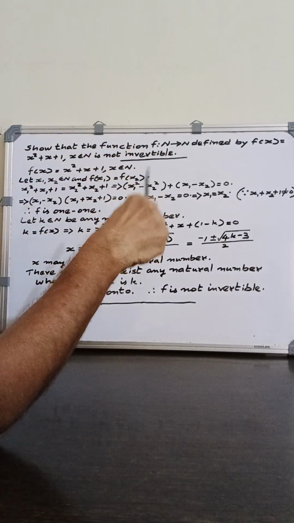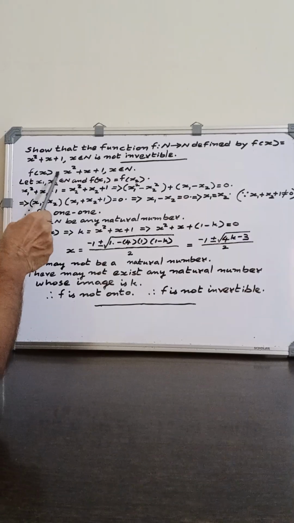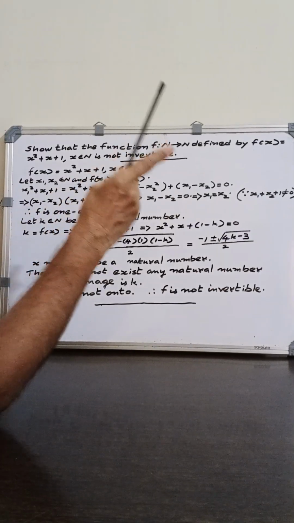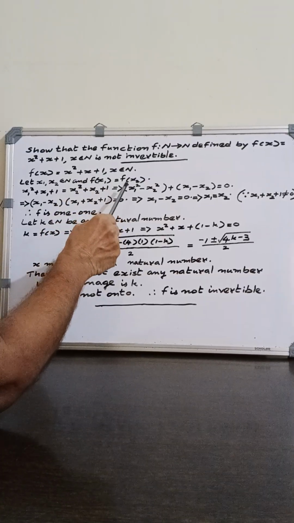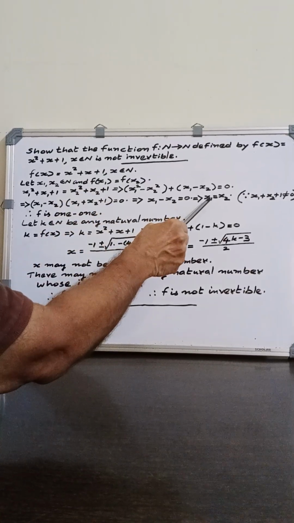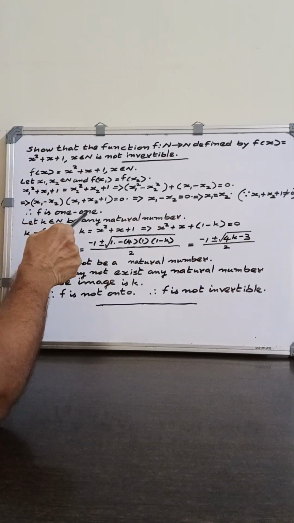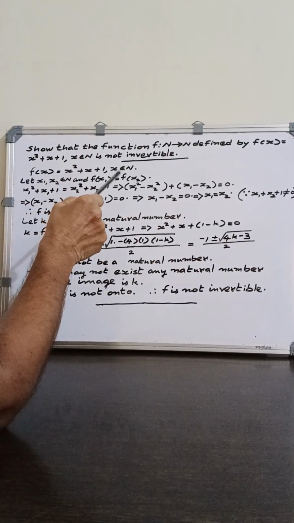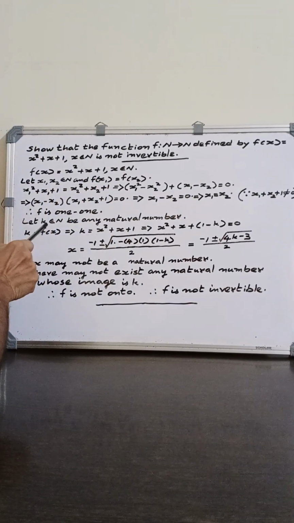First of all, we considered x1 and x2 belonging to N, two natural numbers. Therefore, f(x1) equals f(x2), and from this we conclude that x1 equals x2. Therefore, the given function is one-one, according to the concept we studied.